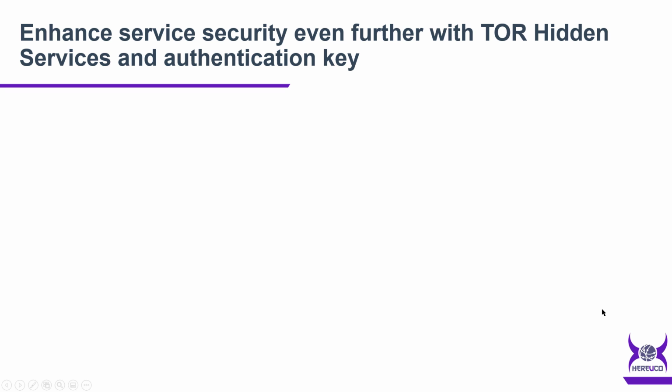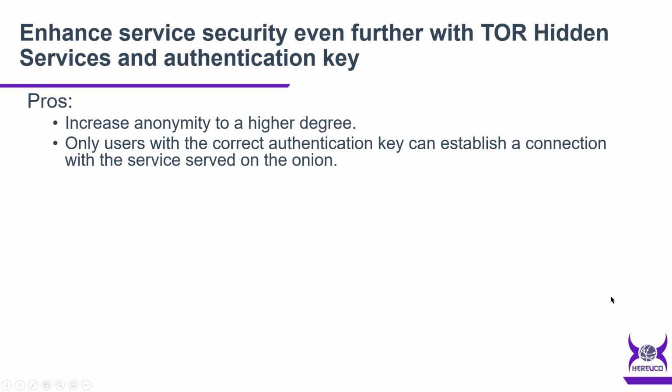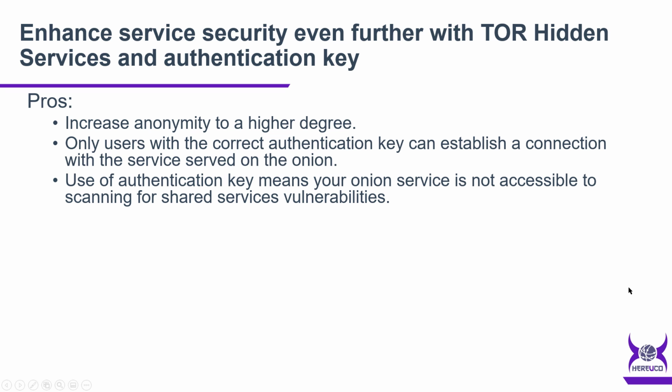Let's now jump to the pros and cons of TOR Hidden Services with Authentication Key. So pros for Authentication Key: increase anonymity, of course. In order to access your TOR Hidden Service, the TOR client must also contain a second piece of information, the Authentication Key, in order to even rendezvous with the TOR Hidden Service. If a TOR user can't rendezvous with your system, then they have a much harder time port scanning, banner grabbing, and exploiting your TOR services.